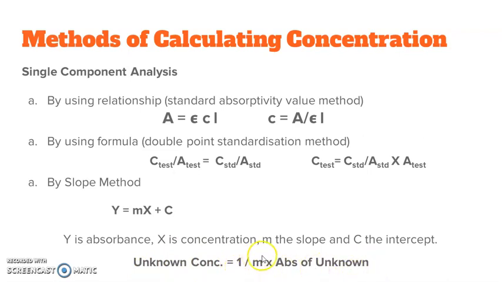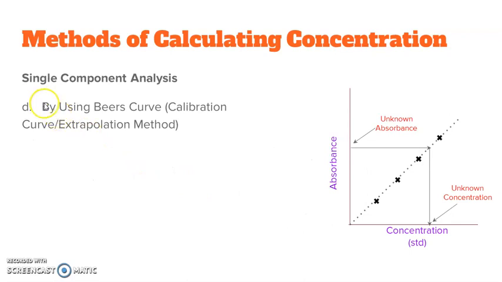And before that, we should have this slope value, and this slope value is constructed by using some standard dilutions, as I have mentioned: 2 microgram, 4 microgram, 6, 8, 10, 12, depending on the Beer's range. Okay. So the last one is by using the Beer's curve, also known as the calibration curve method, which I was just now mentioning, also known as the extrapolation method.